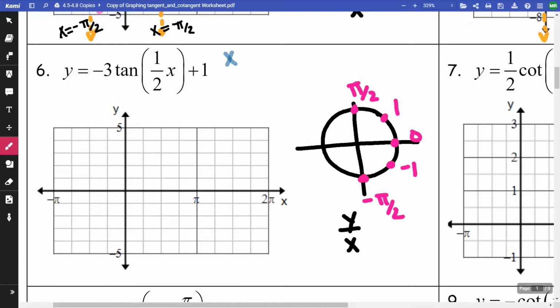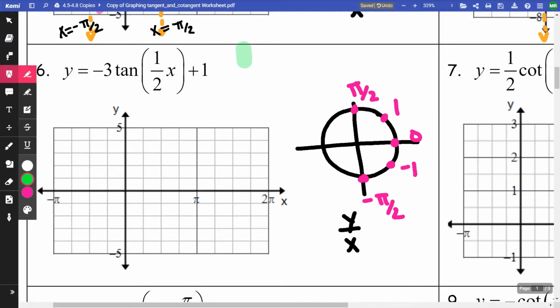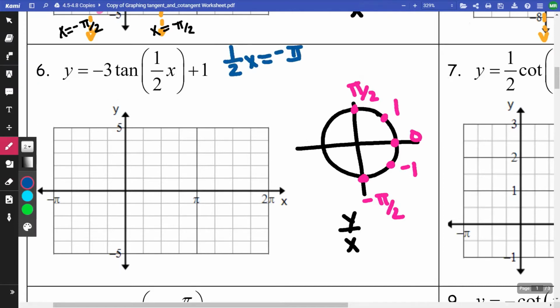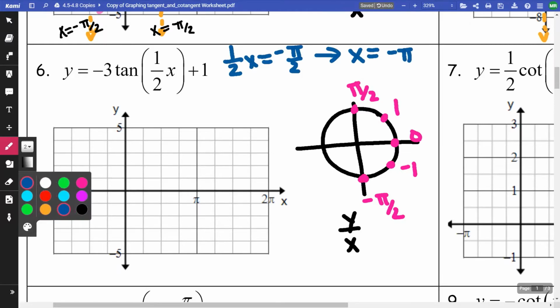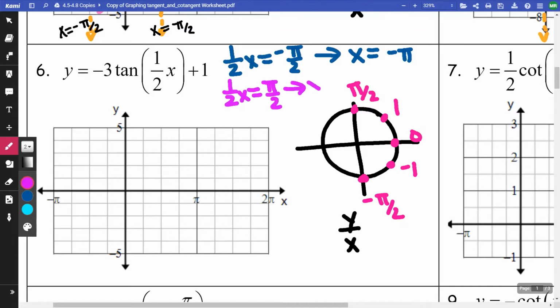So I'm going to start with taking my 1/2 x, setting it equal to -pi/2, which means I'm basically going to multiply both sides by 2. So I'm going to be at -pi. And if I take the same thing but set it equal to +pi/2, I'm going to end up at +pi.